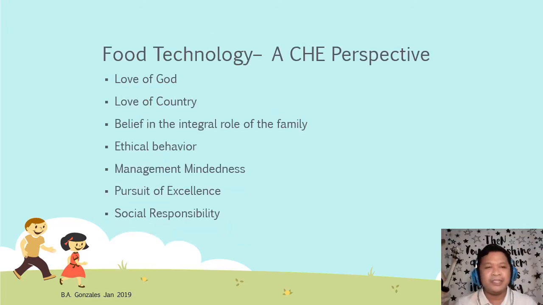Right, so one of the distinctives ng pagiging member or part ng College of Home Economics is we have what we call the 7 educative goals. So this puts a context or perspective as to how we teach food science and technology, no? So ito yung 7 educative goals: love of God, love of country, belief in the integral role of the family, ethical behavior, management mindedness, pursuit of excellence, and social responsibility. So first up is love of God.